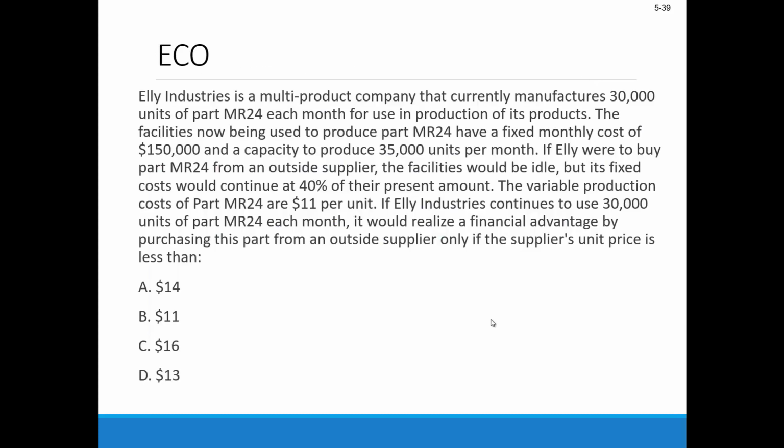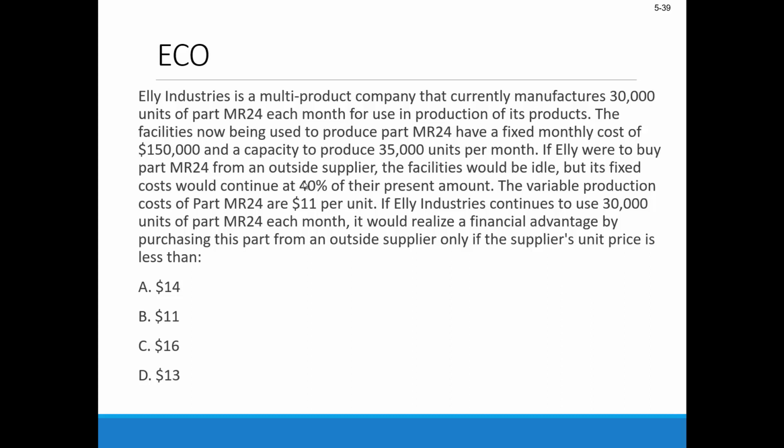So let's try a practice problem here. It's not as bad as it looks. Ellie's a multi-product company that currently manufactures 30,000 units of this component part MR24. The facility now being used to make it has a fixed monthly cost of $150,000 and a capacity to make 35,000 units a month.